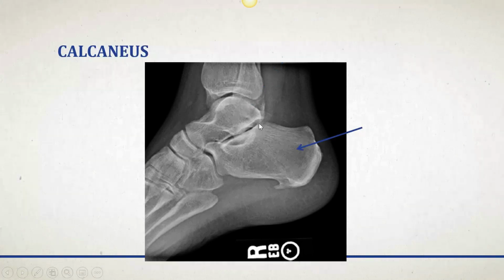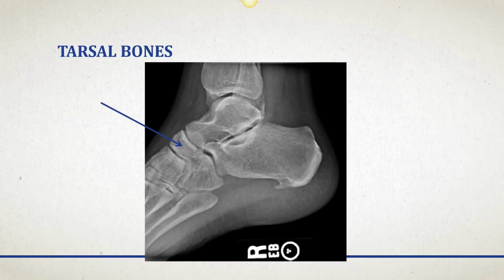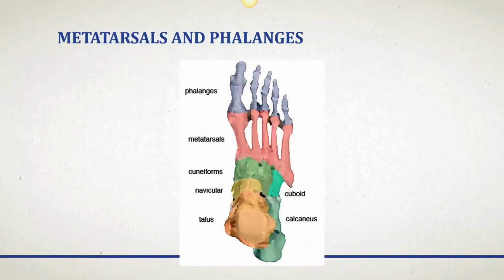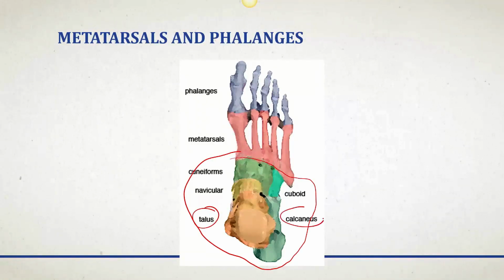Another one of the tarsal bones that you need to know the specific name for is the calcaneus. The calcaneus is the heel bone. And then the rest of those we'll just call tarsal bones. And then here's the name of the other tarsal bones, but remember you only need to know the ones that I just mentioned. So you need to know talus, calcaneus, and the rest you can just call tarsals.